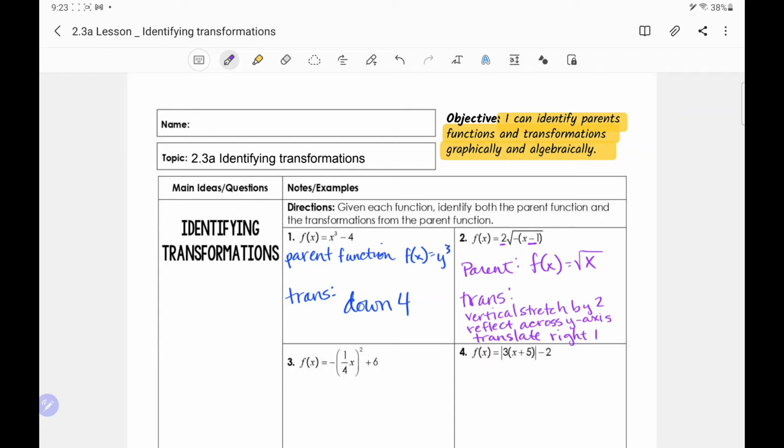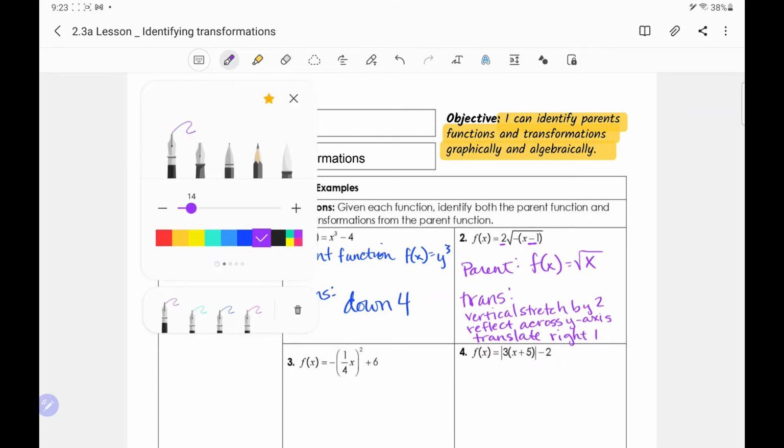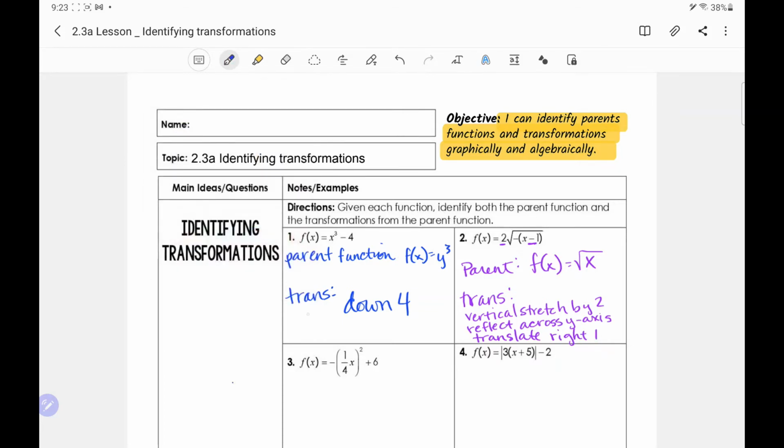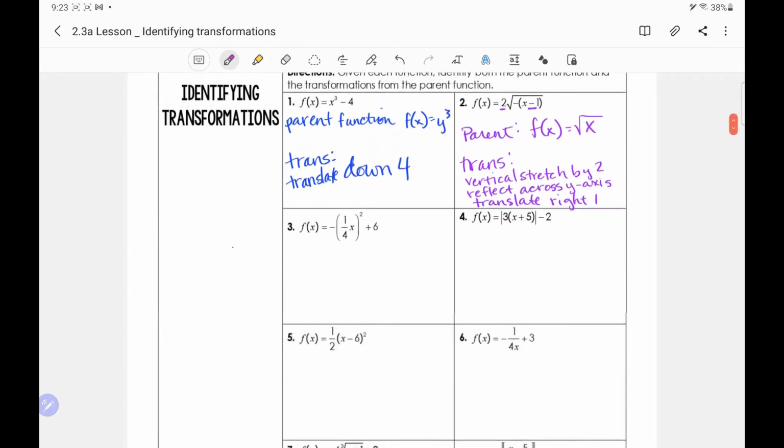I actually would have rather said, let's change my pen color back. Let's say that we're going to translate down 4 instead of just saying down 4. I like that better. Okay, so let's go to the next one. I'm not going to do all of these with you, but we'll do a few at least to get started, and then I'll let you try it and check with the answer key.